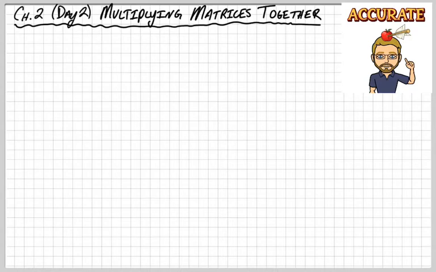So in the last video we talked about how to add and subtract matrices, and we also talked about scalar multiplication, which was essentially just multiplying a constant term through the entire matrix, sort of like distribution. Well, in this case, we want to know what it looks like when you multiply one matrix times another matrix. What might that look like?